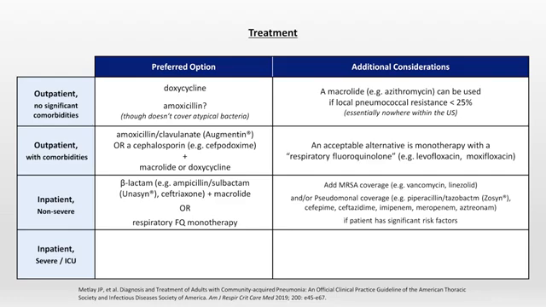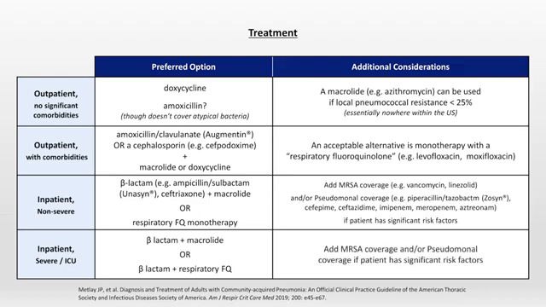For those with severe pneumonia, most of whom should be admitted to the ICU, recommended regimens include a beta-lactam plus macrolide as above, or a beta-lactam plus a respiratory fluoroquinolone. No monotherapy here. And once again, add MRSA and/or Pseudomonas coverage in the presence of risk factors.